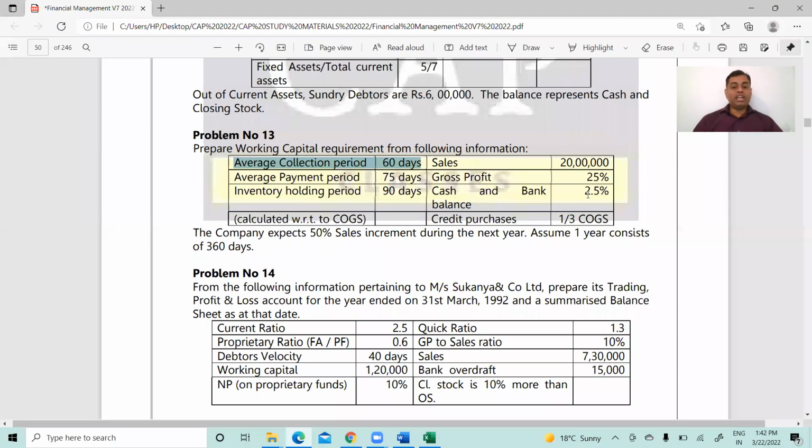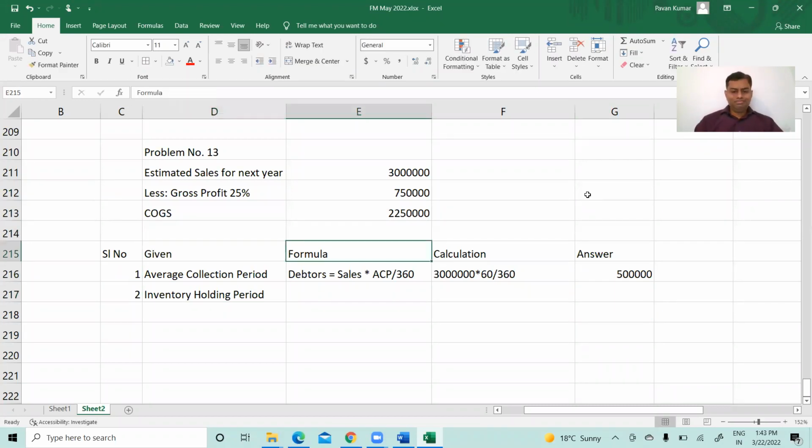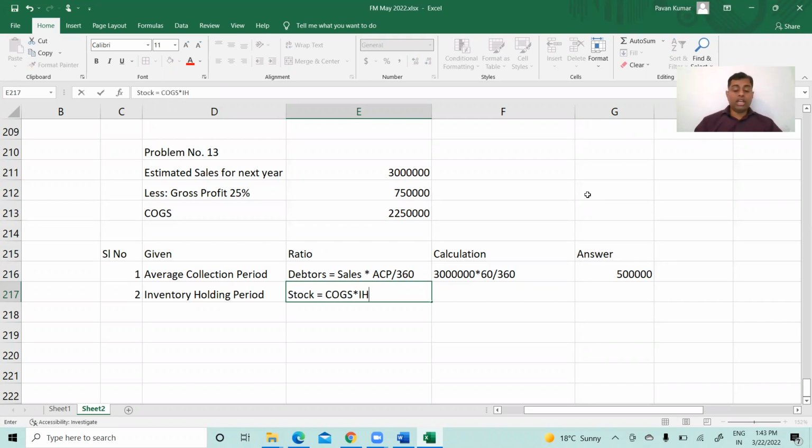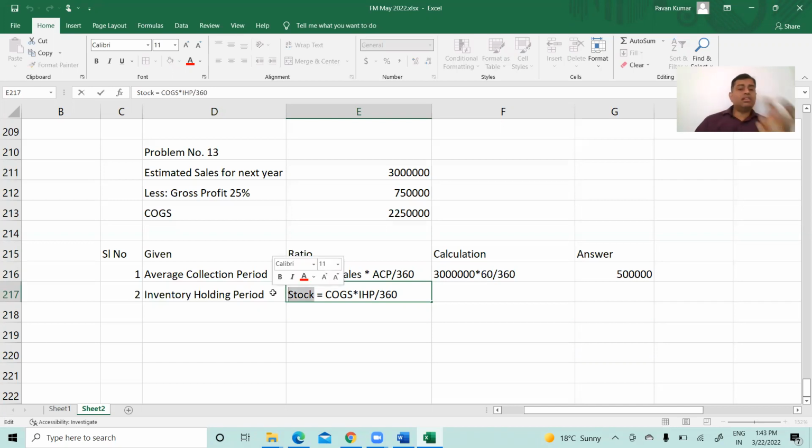Next, they have given average payment period 75. But before that, they said inventory holding period 90. Inventory holding period is given. So what ratio do we calculate? Can I say stock is equal to cost of goods sold into inventory holding period divided by 360? Same formula I am putting in an easier way. So see, this is actually the average collection period formula. This is actually the inventory holding period formula.